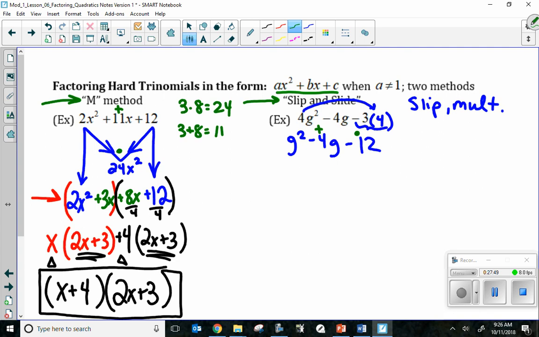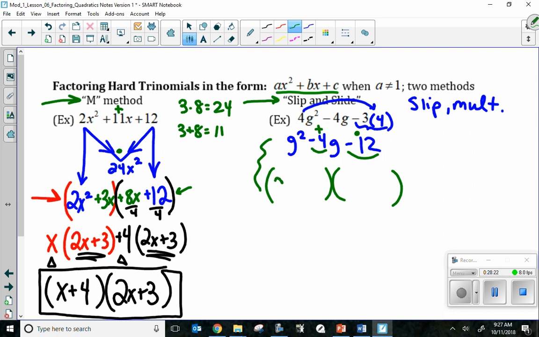Okay? If you can't find two numbers that multiply to negative 12 that add to negative 4 at this point, then you can't factor this. You can stop because it's unfactorable. Now, good thing for us, we can find two numbers that multiply to negative 12 and add to negative 4. Again, I think people like this better because now they're just doing this factoring method instead of doing factoring by grouping. All right, either way.